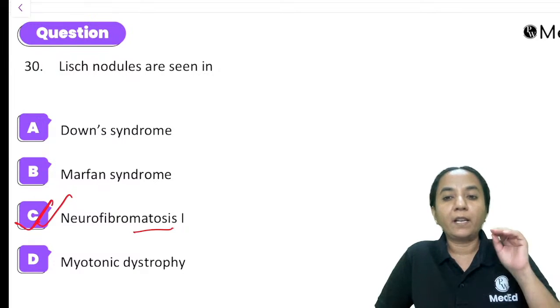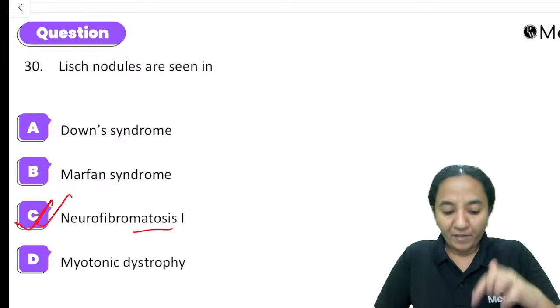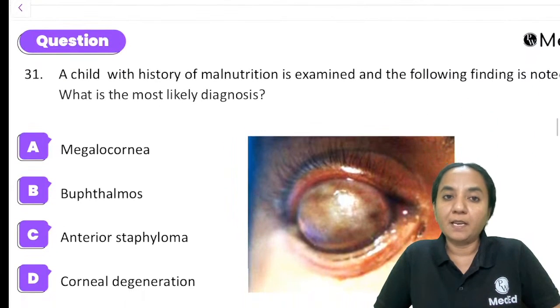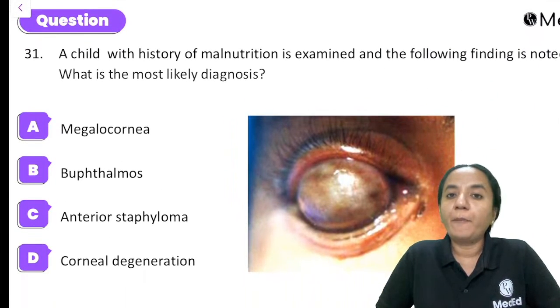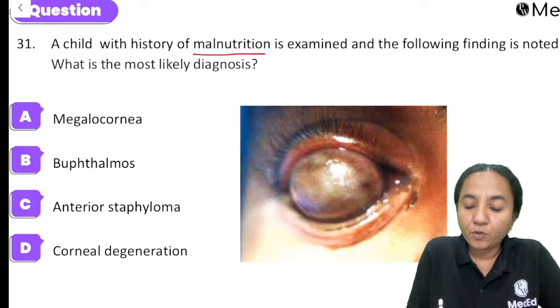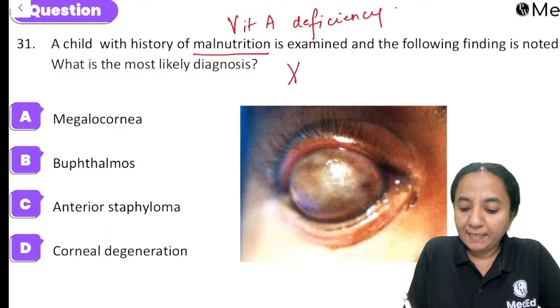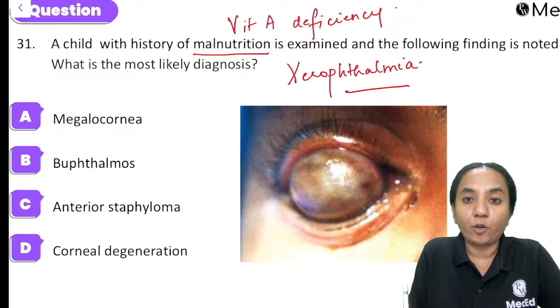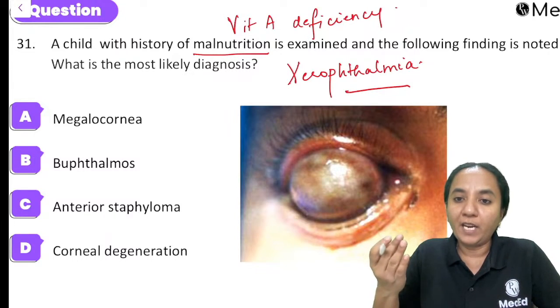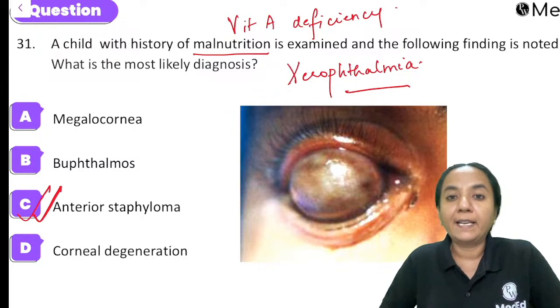Now what I'll do is I'll quickly go through the important PYQs and then I'll go through a few important images. So chalo, let us just quickly go through this. This is an important PYQ. A child with history of malnutrition is examined and the following finding is noted. So why have they given history of malnutrition? They are suggesting that there is a deficiency of vitamin A. So vitamin A deficiency, that is xerophthalmia, and this xerophthalmia may cause a corneal ulcer, that is keratomalacia. The ulcer might perforate and then such kind of an anterior staphyloma may be formed. So the answer to this is anterior staphyloma.